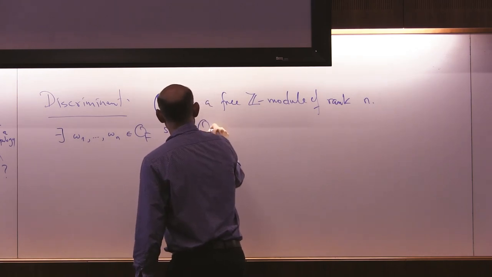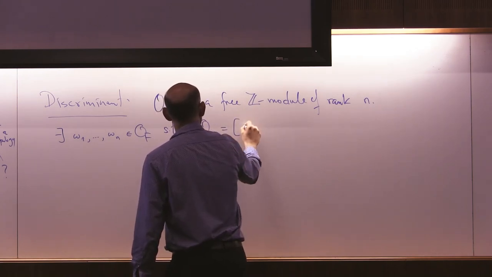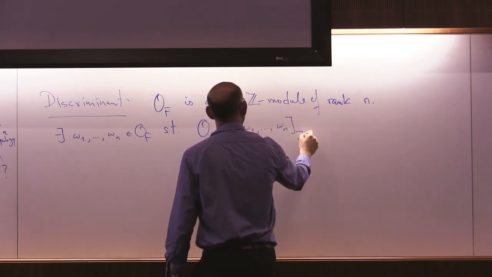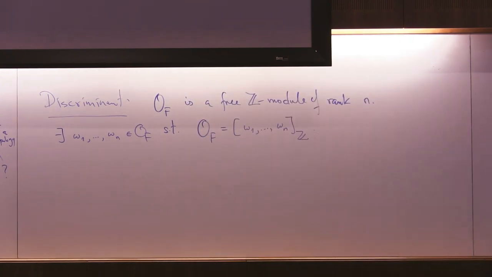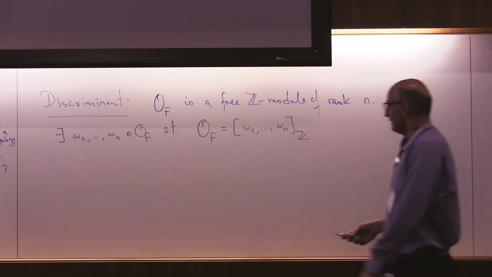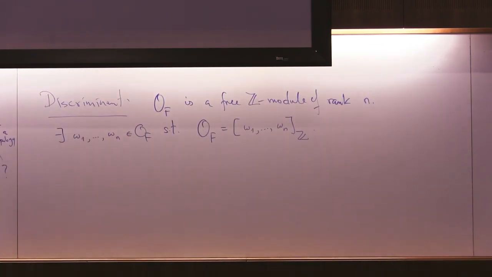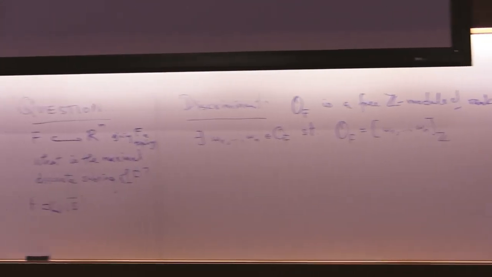when you want to say what OF is, all you do is take the Z linear span of these elements. So it's basically saying, like, if Z was a field, we would be saying that this is a vector space over Z. We're just saying it has a basis. Okay? And now that you have a basis, think about it in these terms.